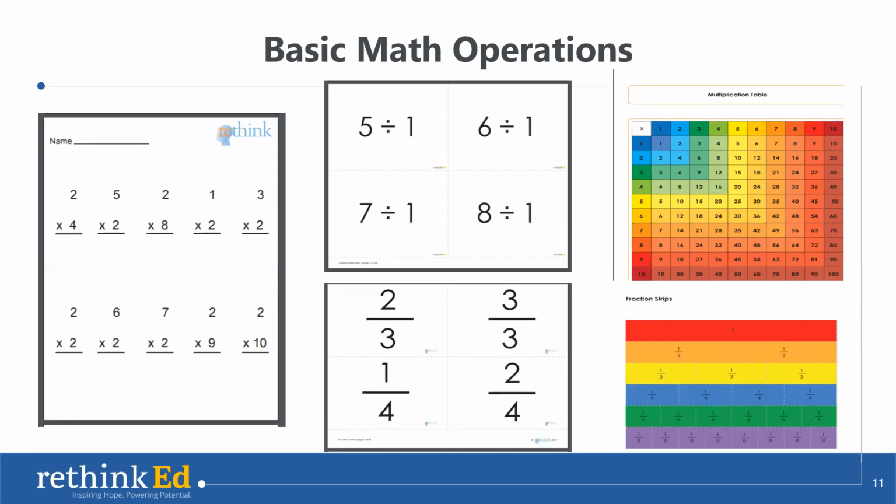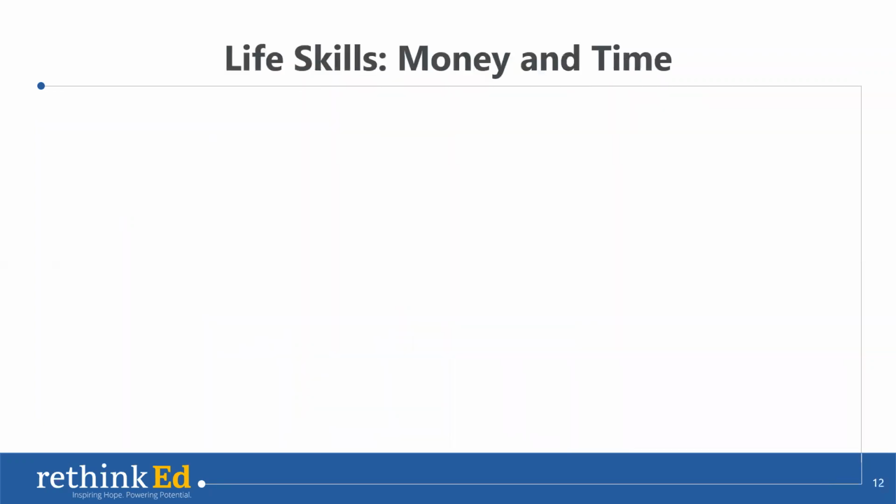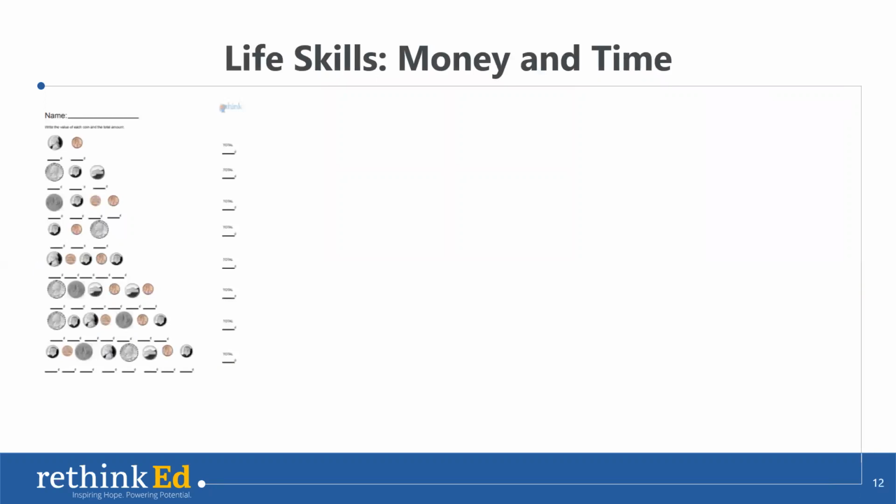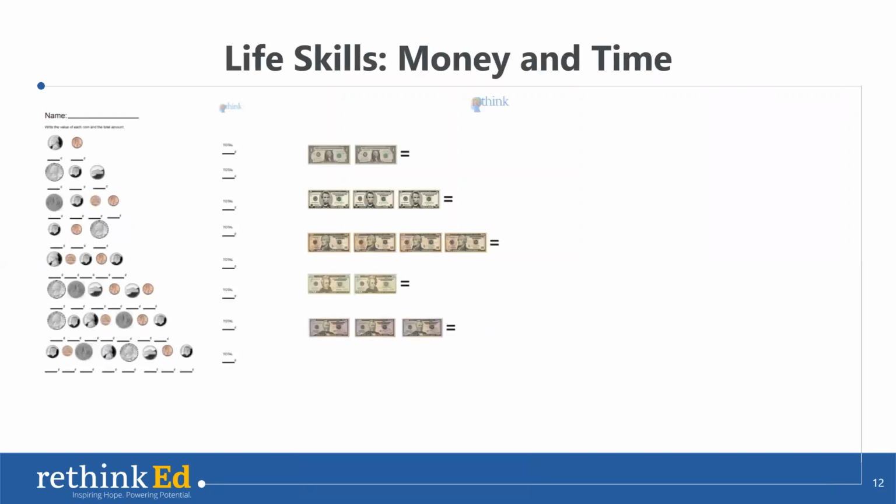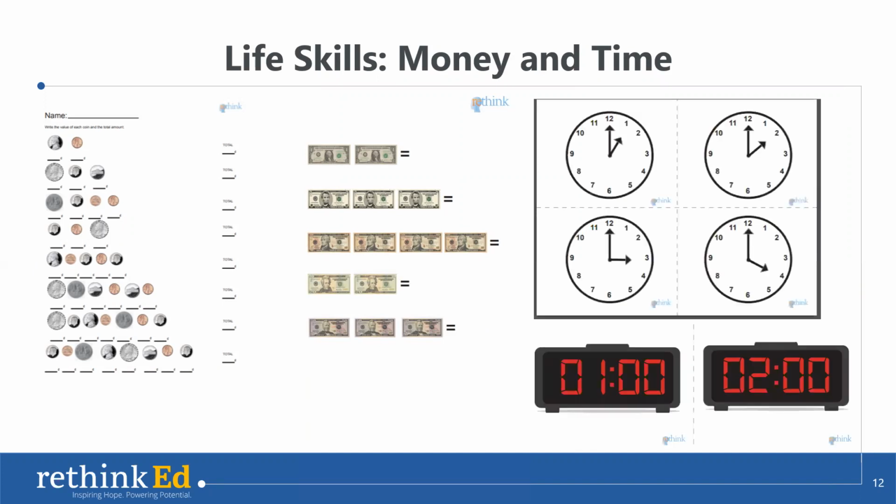Finally, there are many resources in the math category for life skills like money and time. You'll find differentiated materials beginning with similar coins to mixed coins, similar bills to mixed bills, as well as different time telling options in digital and analog clocks.